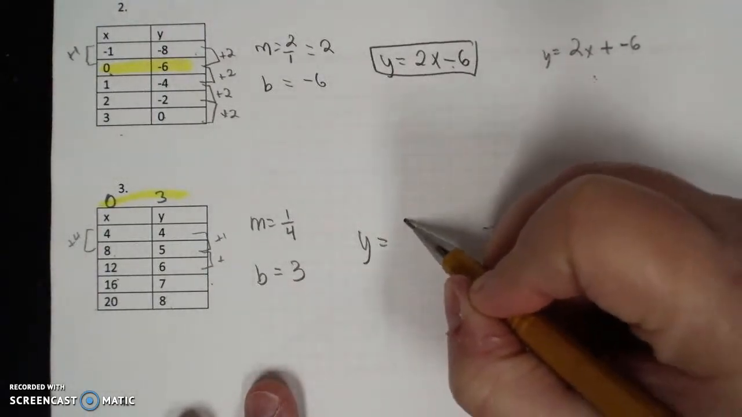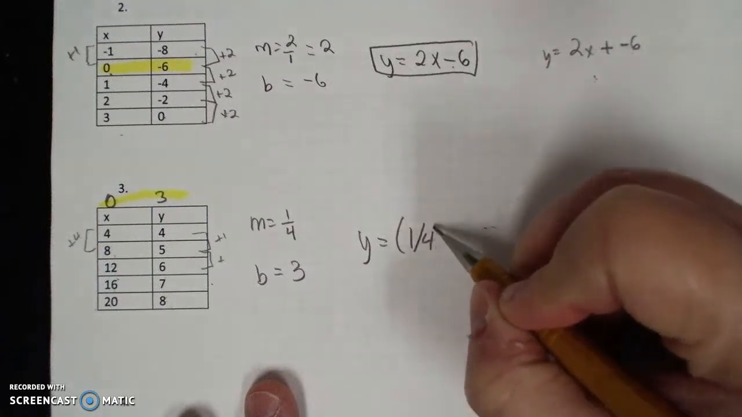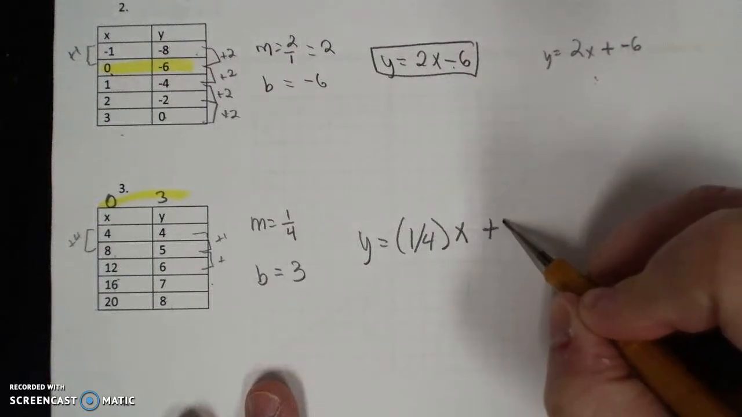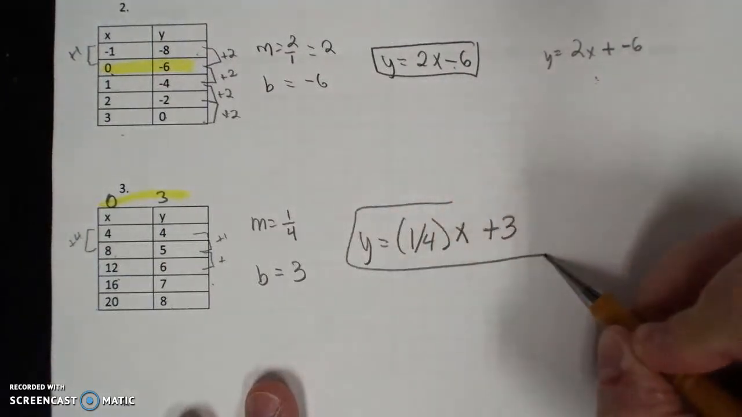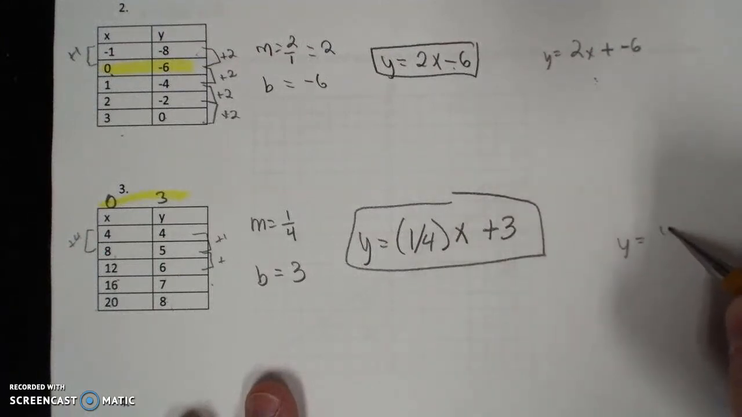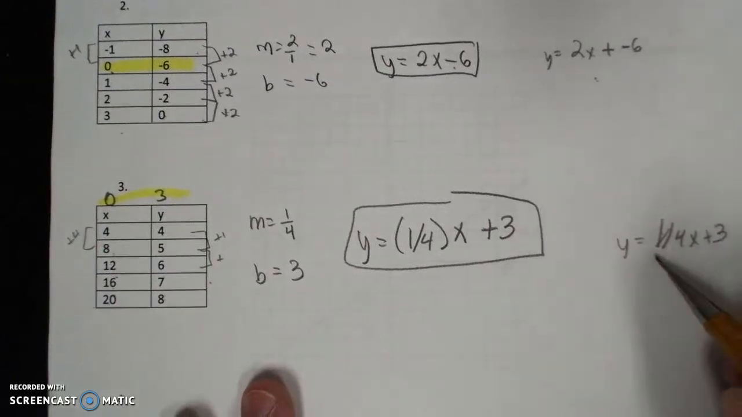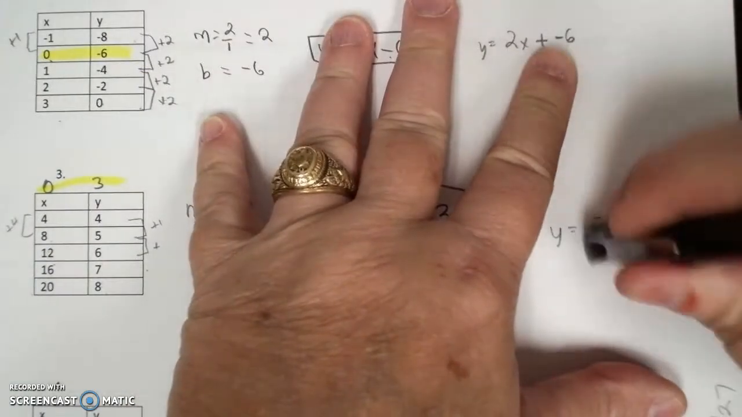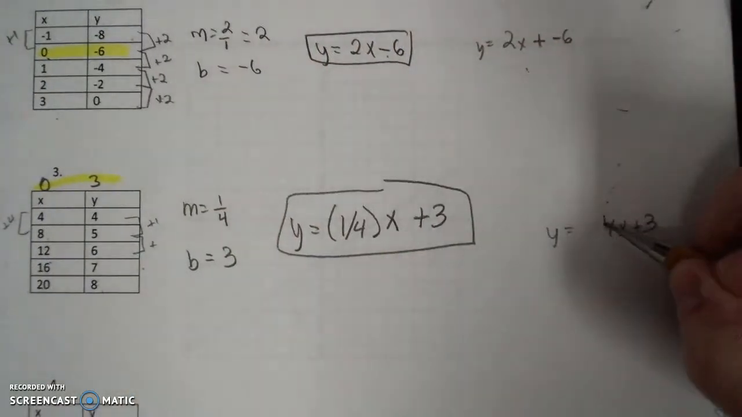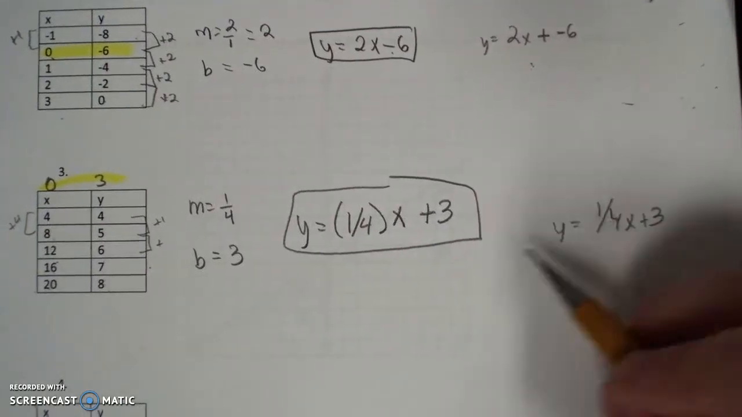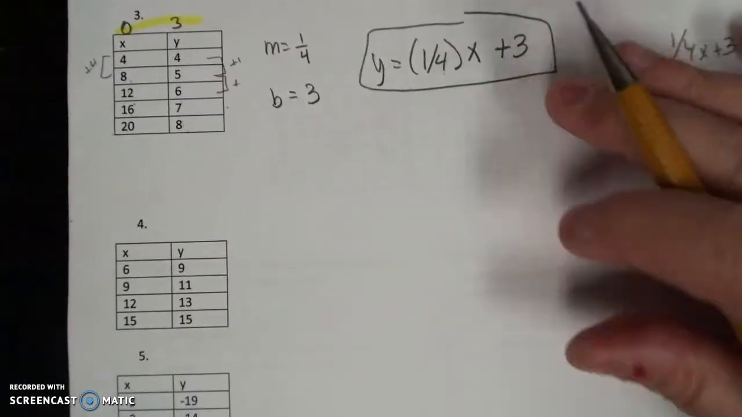So y equals, and because you're virtual, you're going to put your fraction in parentheses, x plus 3. And this is how you're going to do it. If you type in virtual, you will be counted off just a little bit because that is going to be something that I do not want you to get used to in virtual. So I want your fractions protected.